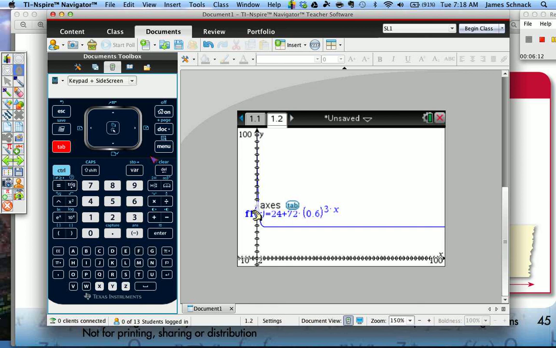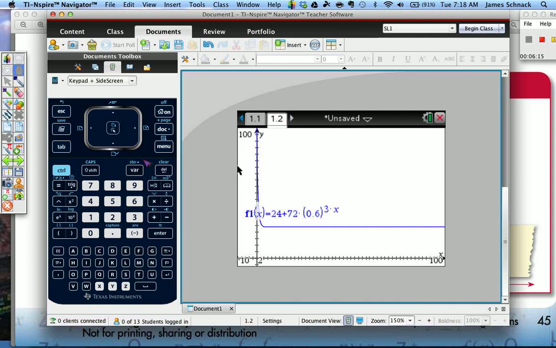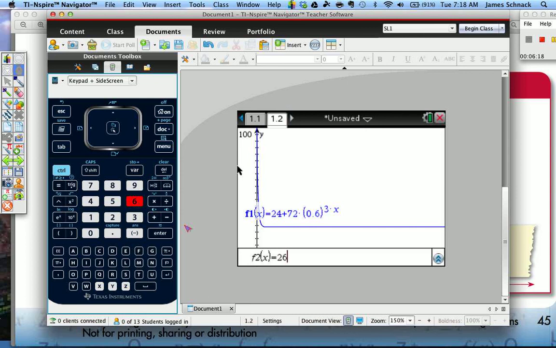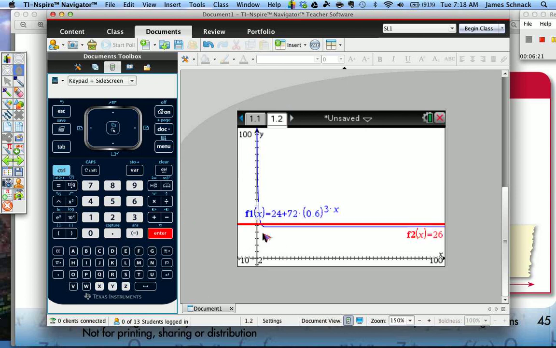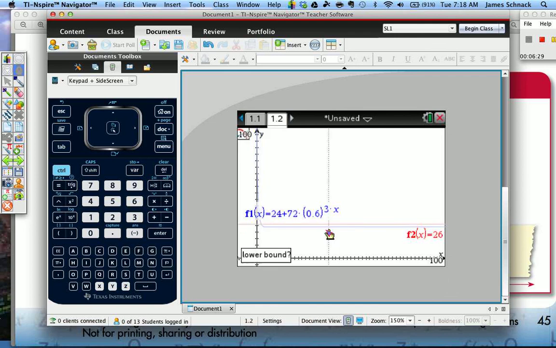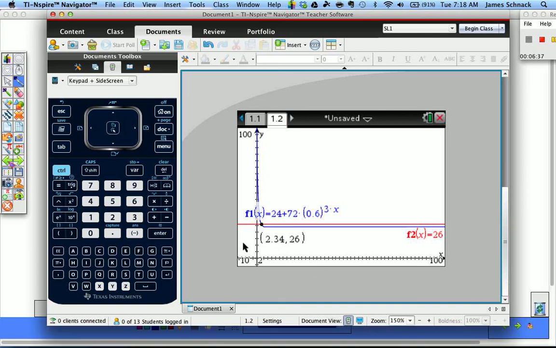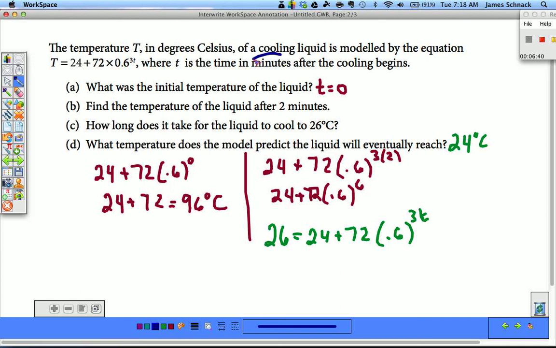I'm going to press Tab, and I'm going to put in another equation. I'm going to put in that 26 that I'm curious about. There we go. Now, I want to know, really, where do these things intersect each other? So I'm going to go to Menu, Analyze Graph, Intersection. So how long does it take to become 26 degrees? 2.34. Well, 2.34 what? 2.34 minutes. And we'll look at another example in the second video.